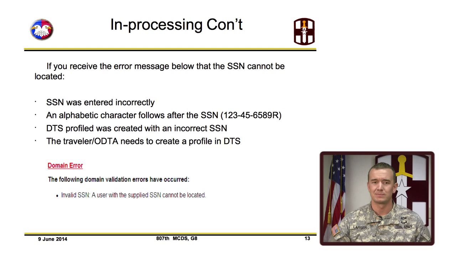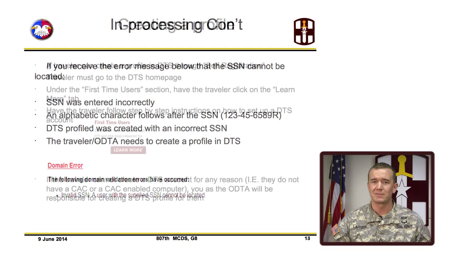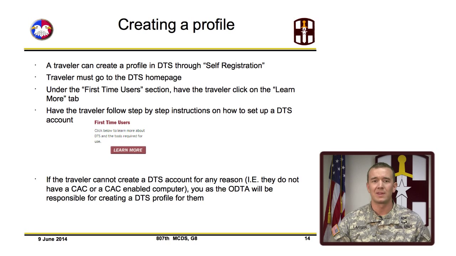If the traveler doesn't have a profile, they can create a profile in DTS through the Self-Registration tab. The traveler must go to the DTS homepage. Under the First Time Users section, have the traveler click on the Learn More tab. Have the traveler follow the step-by-step instructions on how to create a DTS account.